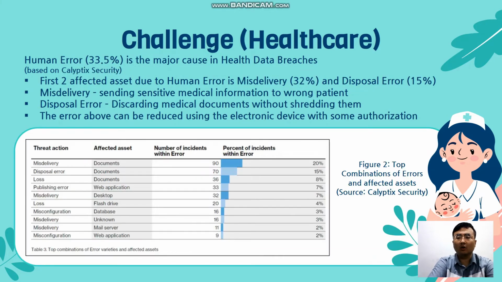We also did deep research and found that human error is the major cause of health data breaches. So we focus on these two: misdelivery and disposal error. Actually, these can be solved using an electronic device with some authorization.